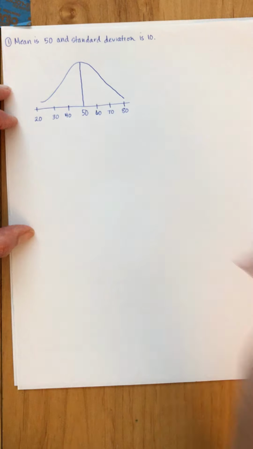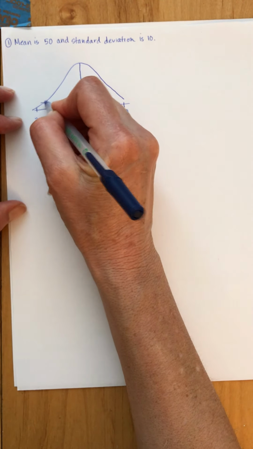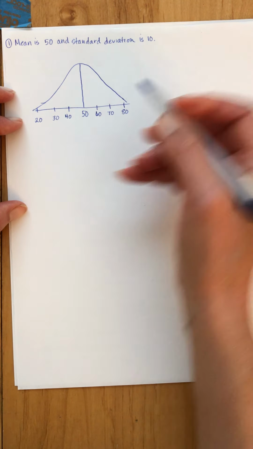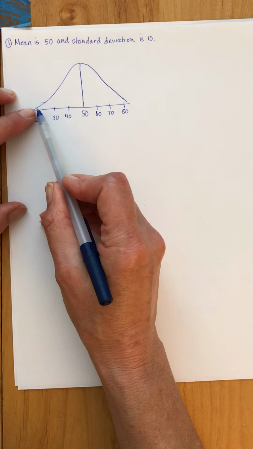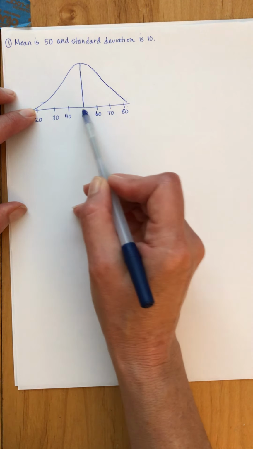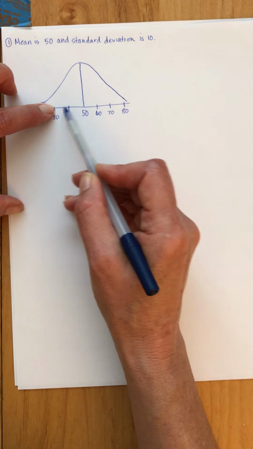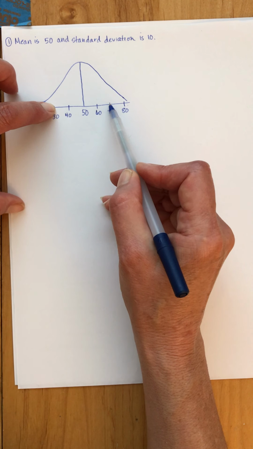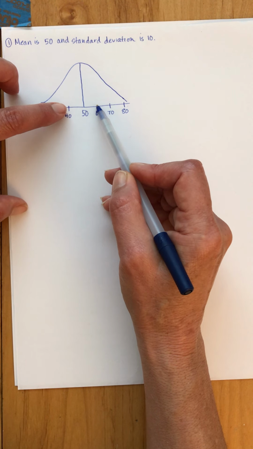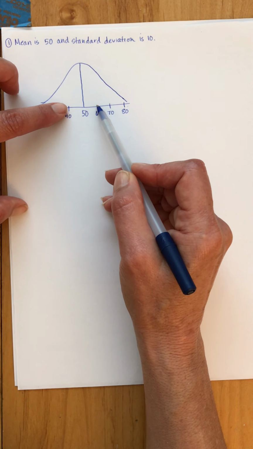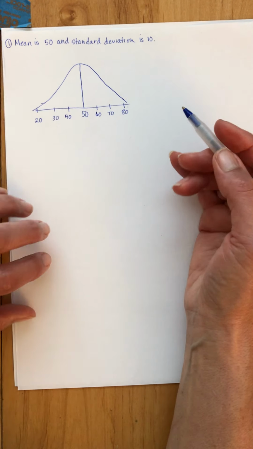So what can we say now? If we looked at data, whatever this represents, we would say that 99.7% would be between 20 and 80. That's within 3 standard deviations. What about within 2? Between 30 and 70, 2 this way, 2 that way. That's 95% because the rule says within 2 is 95. And then within 1 would be 68%, between 40 and 60.